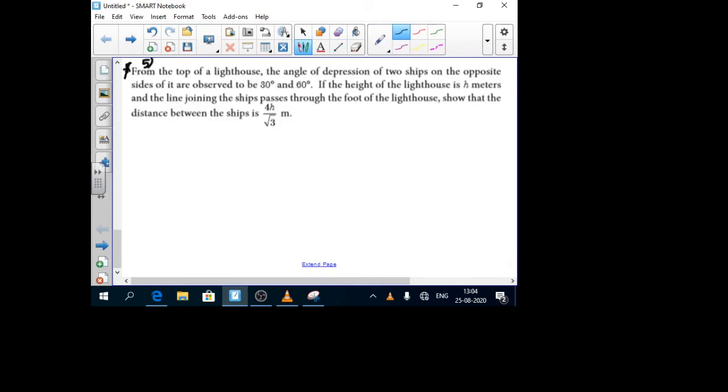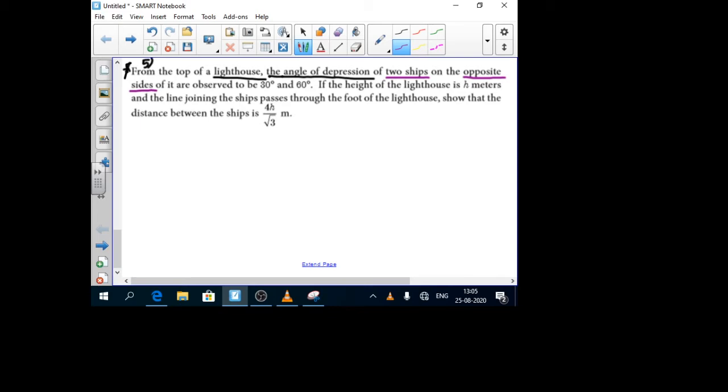From the top of a lighthouse. So the first object is given as a lighthouse, and this is also the angle of depression. Next they are giving two ships. Here they give opposite sides, so on opposite sides of the lighthouse they are having two ships, observed to be 30 degree and 60 degree.